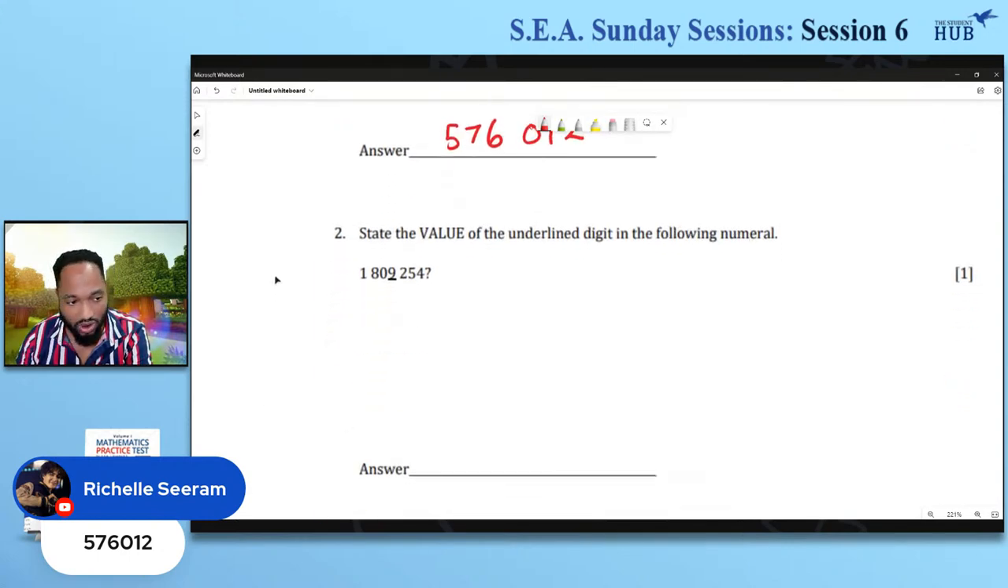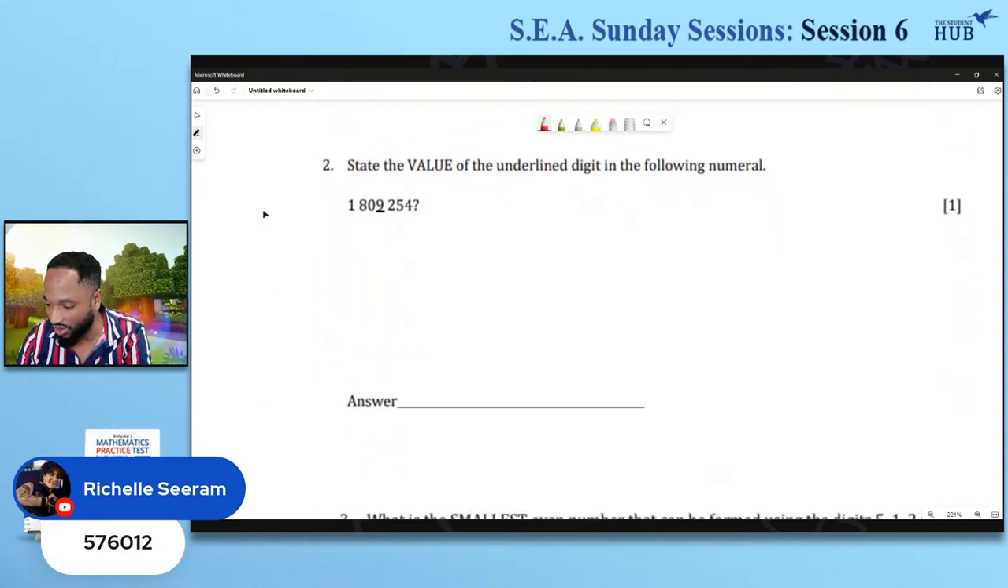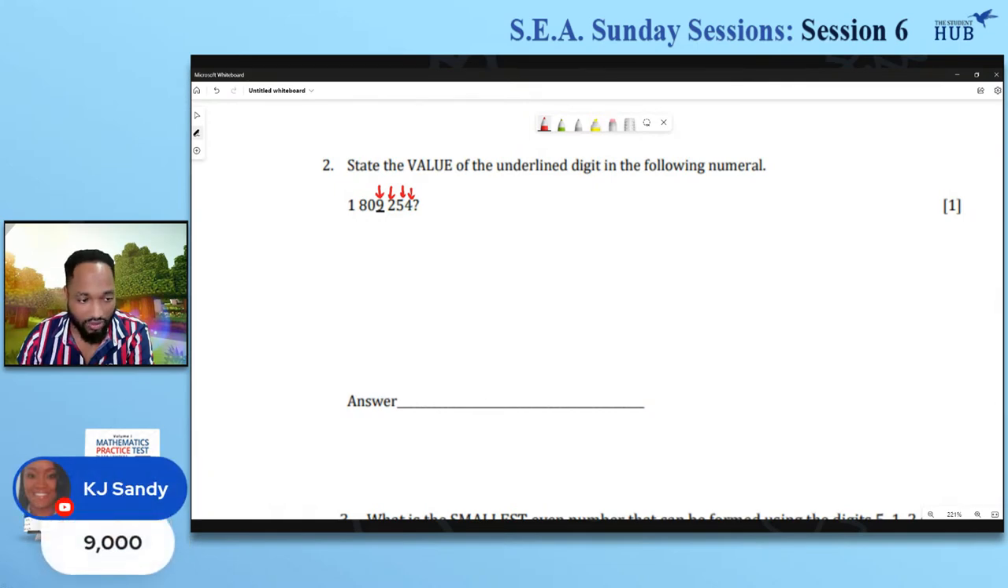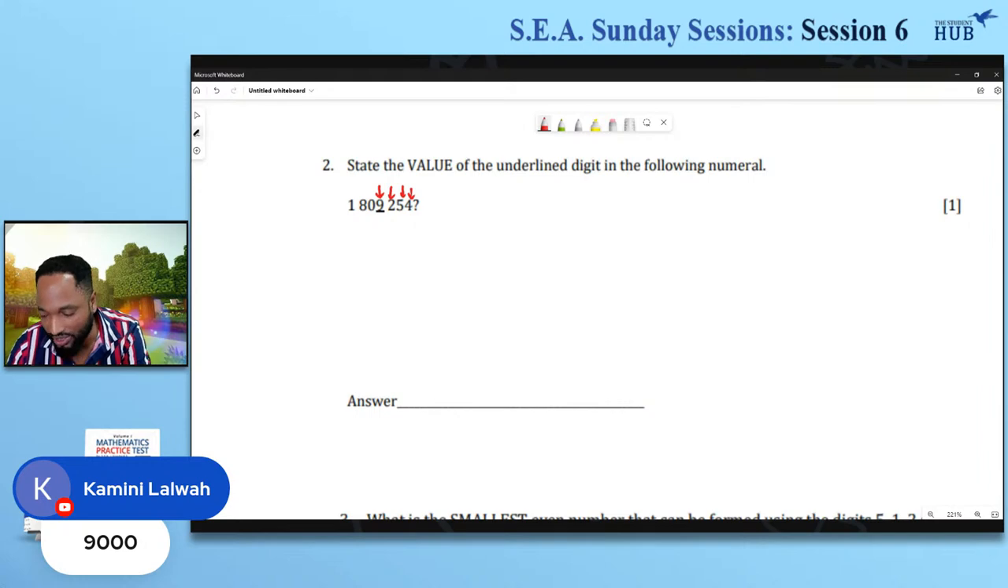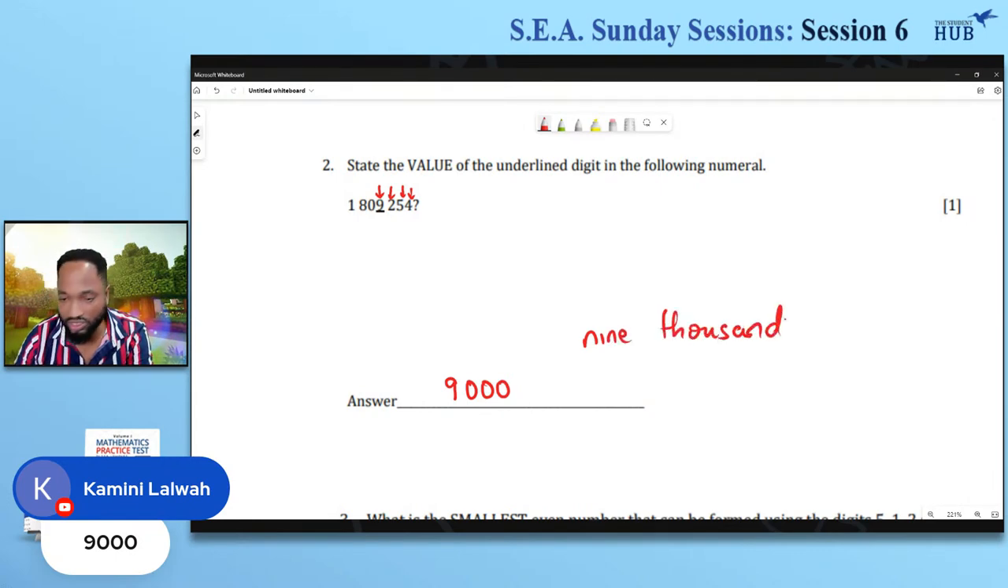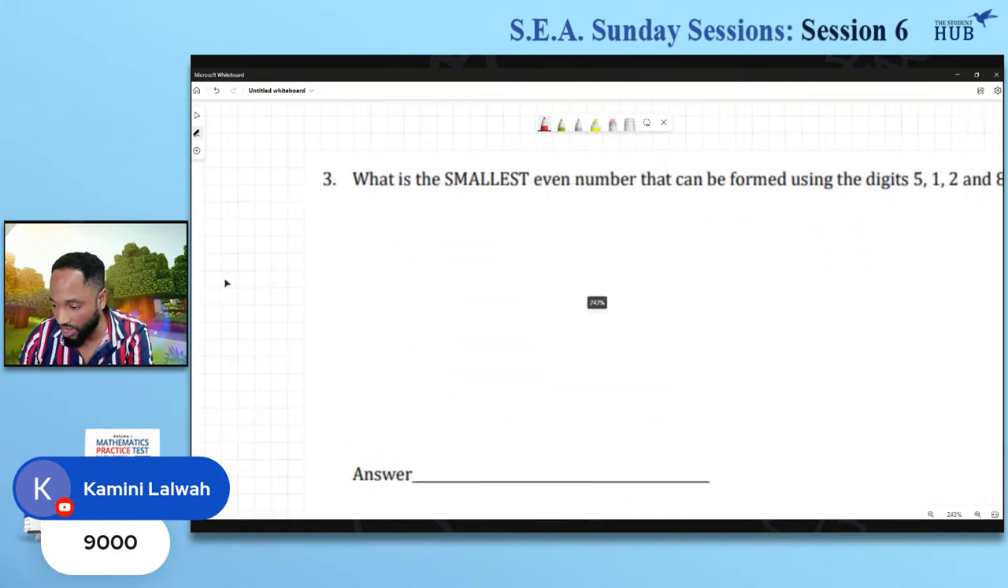State the value of the underlying digit in the following numeral. This is ones, tens, hundreds, thousands. So the value of the digit itself is what Kamini is saying here. It's 9,000. It's not thousands. The value of the digit itself is 9,000. The place value is thousands.